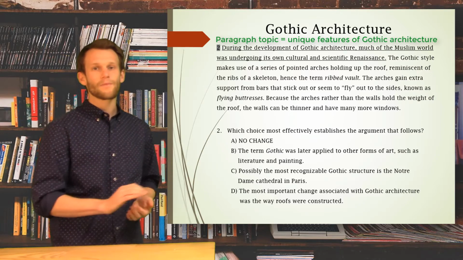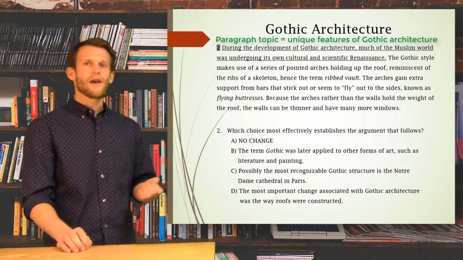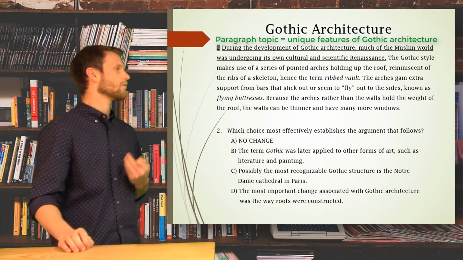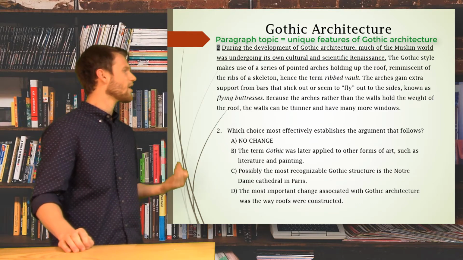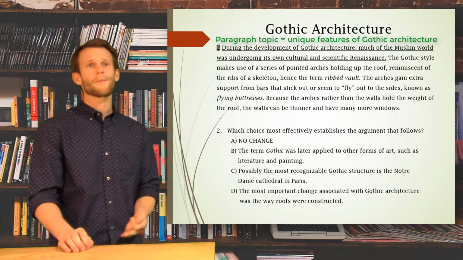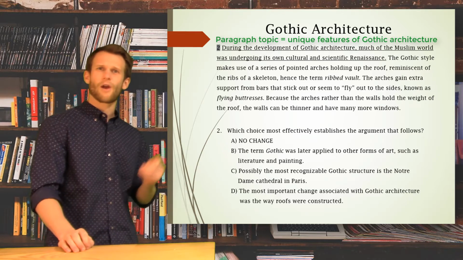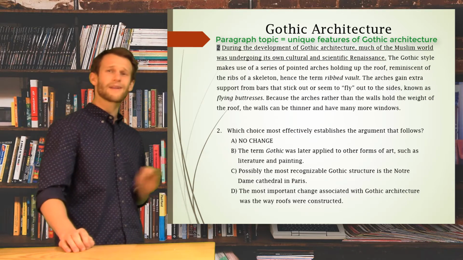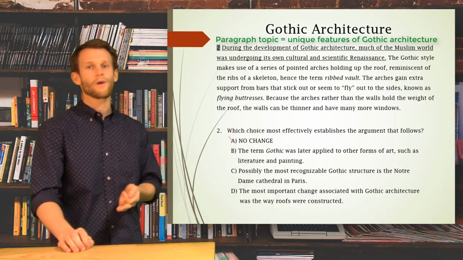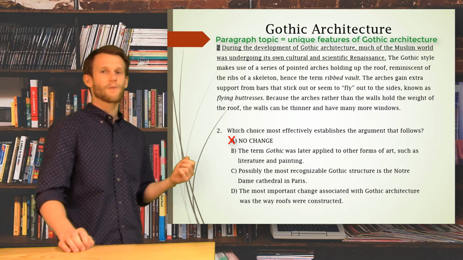So we can determine that the topic sentence wants to talk about the features of Gothic architecture that make it unique. And when we check out our answer choices here, we'll start with A. "During the development of Gothic architecture, much of the Muslim world was undergoing a sort of renaissance." Now, we did talk about the Muslim world in the last paragraph, if you remember. We said that maybe Gothic architecture was inspired by Muslim styles. But this paragraph, the one we're looking at now, has really no mention of Muslim culture or Muslim art. So we're going to get rid of answer choice A. It's shifting the focus by relying too much on the previous paragraph.